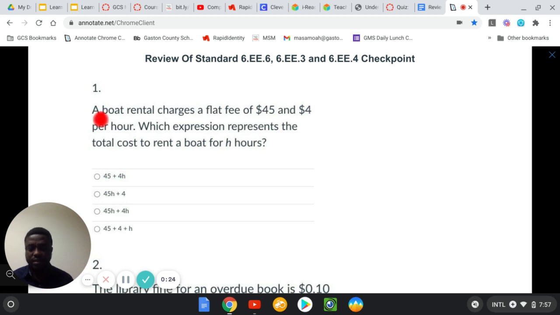Question number 1. It says a boat rental charges a flat rate. So this is a flat rate fee of $45. It means that if you pay this amount, you don't pay anything more for that part. And it says you also have to pay $4 per hour.